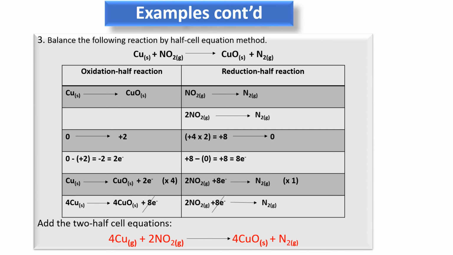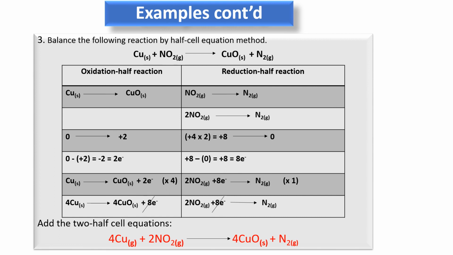So the oxidation number of copper at the reactant side is 0, and the oxidation number of copper at the product side is +2. So take away +2 from 0. That is 0 minus +2, and that will give us what? -2, which shows that 2 moles of electrons were lost. And what happened? Take away the oxidation number of nitrogen at the product side away from 8, which is the oxidation number of nitrogen at the reactant side. That will be what? +8 minus 0, and that will give us what? +8, which shows 8 moles of electrons were gained.